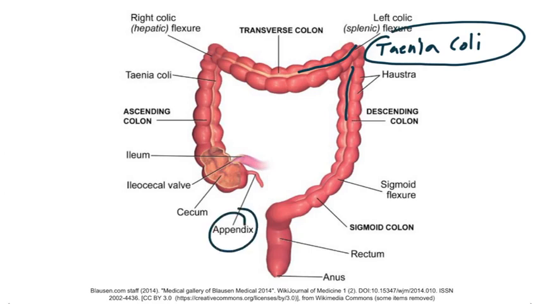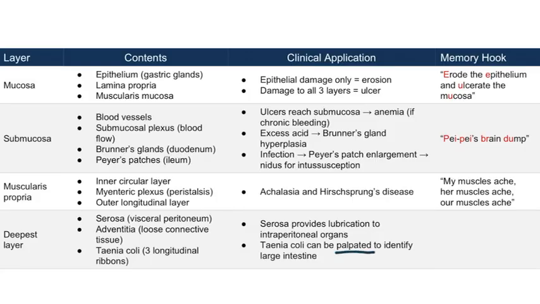And it starts at the appendix right here, and it travels all along the large intestine. To reiterate, it's palpable. So if you're in a cadaver or in a surgery and you're palpating around the intestines and you feel the Taenia coli, you know you're touching the large intestine. And that concludes this section.